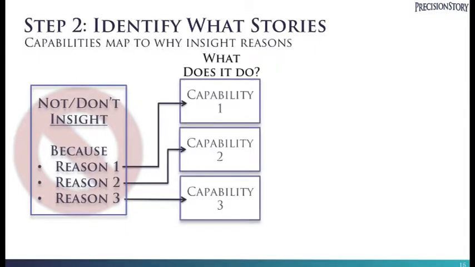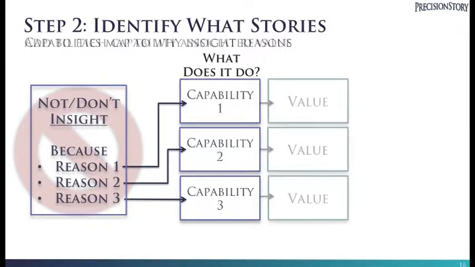In step 2, we focus on creating the what stories that align with each reason given within each why insight. The what stories will have 2 components. 1, what are the capabilities of your product or service that align with each reason given within each why insight? And 2, what are the associated values for each of these capabilities?